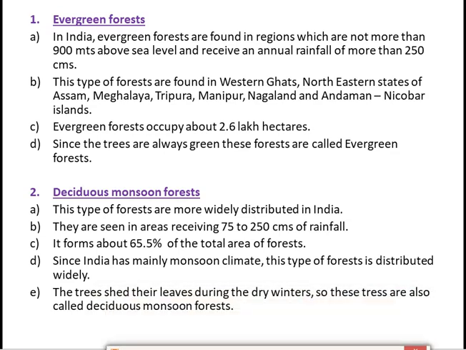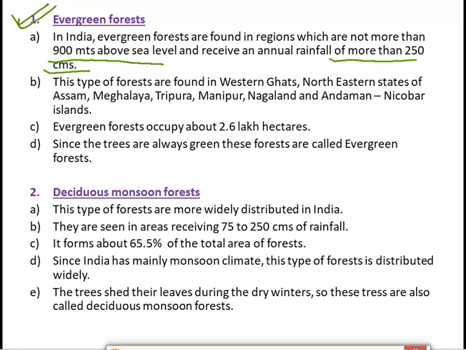The first one which we are going to discuss is the evergreen forest. See, in the first point, what is written over there? In India, evergreen forests are found in regions which are not more than 900 meters above sea level and receive an annual rainfall of more than 250 centimeters. So remember that evergreen forests are found in those areas which are not more than 900 meters above sea level and receive an annual rainfall of more than 250 centimeters.